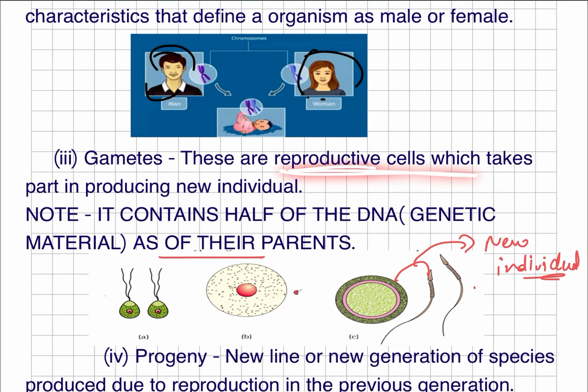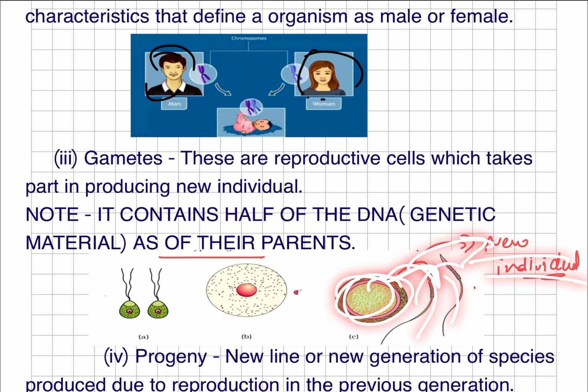What are gametes? Gametes are reproductive cells which actually participate in the making of a new individual. These reproductive cells fuse to make a new individual. For example, this egg cell and this sperm cell fuse to make a new individual. They always contain half the amount of DNA because in this way, after they fuse, the amount of DNA in the previous generation and in the upcoming generation will remain the same.